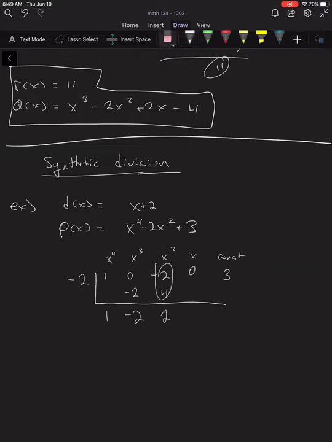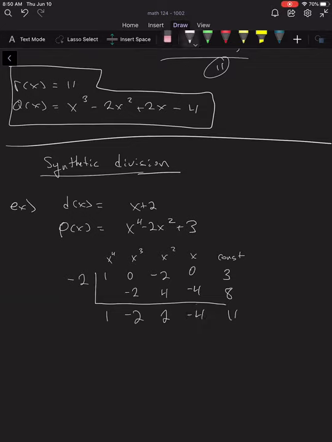And then we repeat those steps again. We have minus 2 times 2, that's minus 4. Add those numbers, you get minus 4. And then one more time, minus 2 times minus 4 is 8. Add those numbers, you get 11.